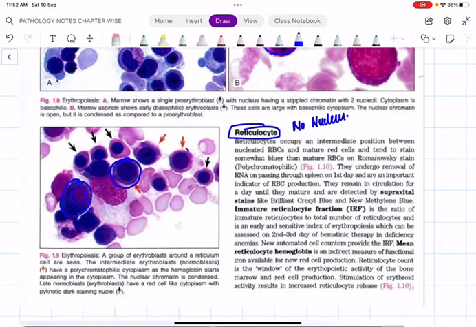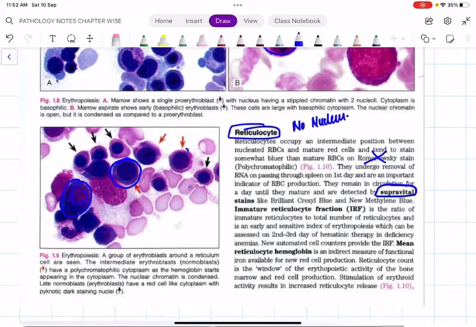And remember Romanovsky's group of stains, that is the May-Grünwald Giemsa and Leishman stain. These Romanovsky group of stains can't stain reticulocytes specifically. That is why they can be detected by some special stain called a supravital stain. Supravital stains are the stains used to stain living structures. Why is it called a living structure? Because reticulocytes are the very next stage before the mature RBC. That is why reticulocytes are considered to be living cells.